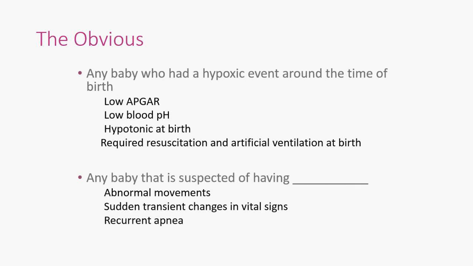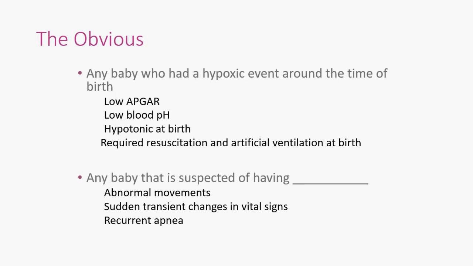So we talk a little bit about the obvious, and of course it's that HIE baby. But the other babies that we think are pretty obvious to use amplitude integrated EEG are babies who are suspected of having seizures. So these are babies who are having abnormal movements, maybe changes in vital signs. And of course, number one is apnea, especially apnea of the term baby. When a baby is otherwise well and is having apnea, we are concerned that the baby will be having seizures that we're unaware of.